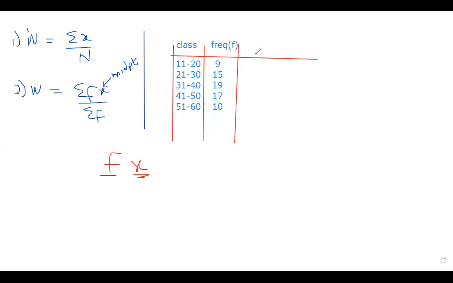So if I want my x for the first class, it is going to be 11 plus 20, divided by 2. 11 plus 20 is 31, and 31 over 2 will be 15.5. So that is what we will put under x here.